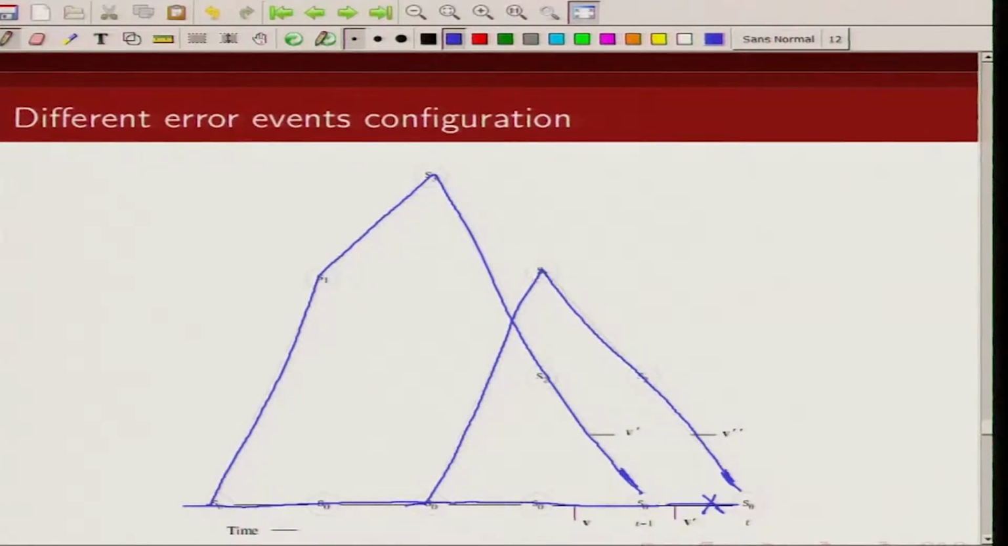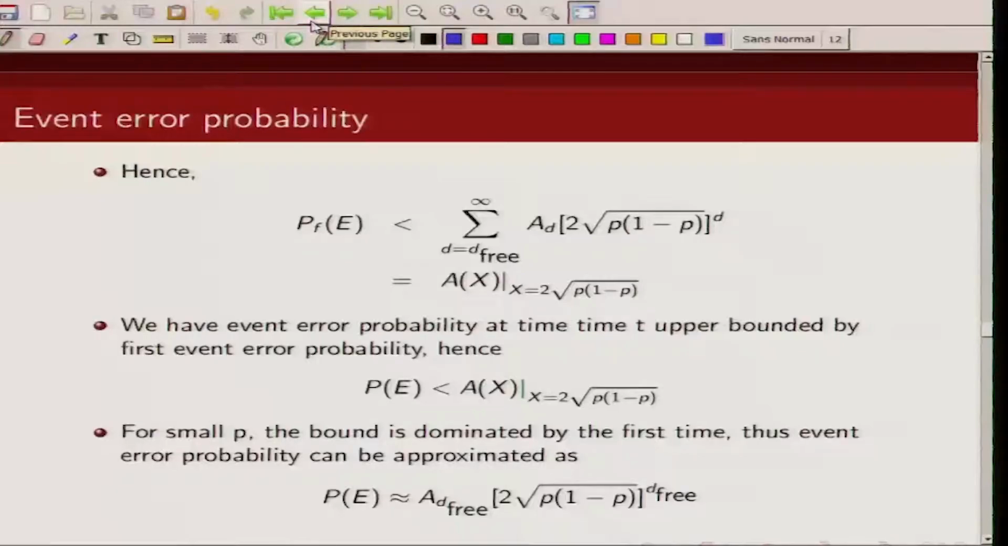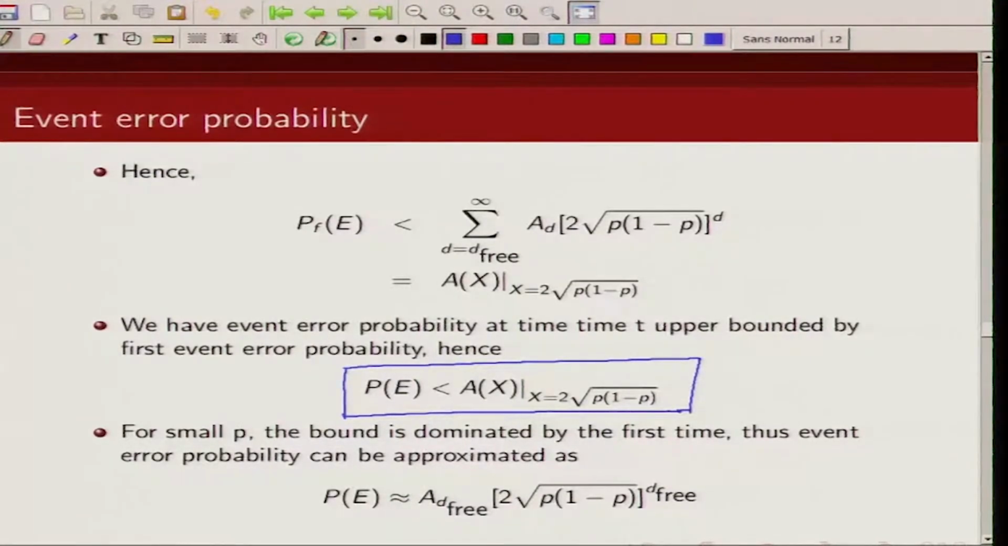Now, for each of these cases, we can upper bound the event probability by the first event error probability, which we have already computed. So, this event error probability can be upper bounded by the first event error probability. So, we can write a probability of error in this particular fashion. Now, note here you had terms corresponding to various d's. So, you had terms corresponding to d free, d free plus 1, d free plus 2.